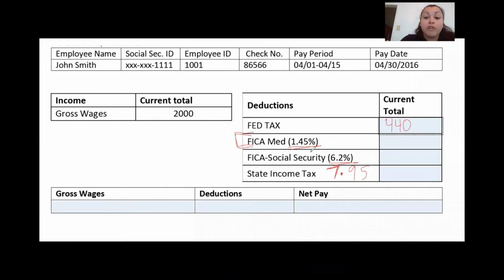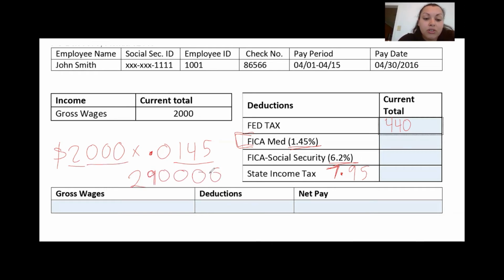So then we look at the next one, which is 1.45%. Again, we would write this as 0.0145, and we're multiplying it by, again, $2,000 to figure out our FICA, Medicare, Medicaid. So if I have 2 times 145, I know that's 290. I know that there are 3 zeros here, so I'm going to add my 3 zeros, but I also know that there are 4 decimals, so I have to have 4 decimals. So that means that we're getting charged $29 for each paycheck for FICA Medicare.